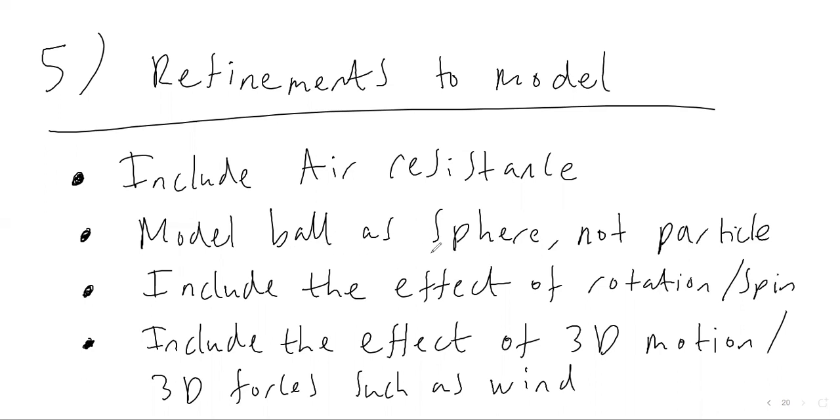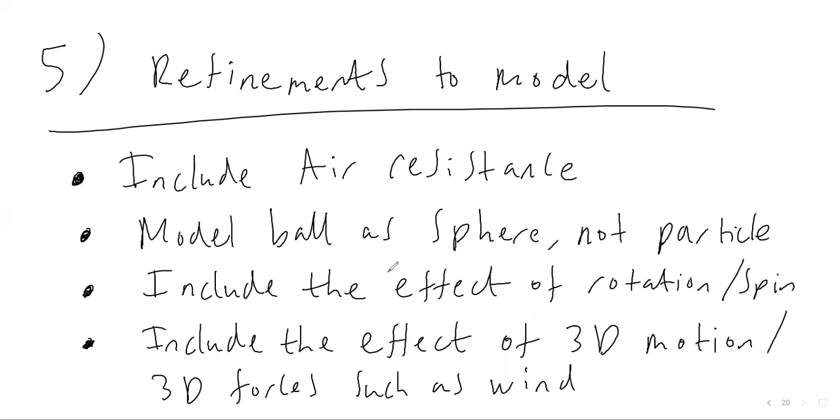So you could model it as a sphere. You could incorporate the 3D dimensions of a sphere into your model rather than just a dot particle. So that's another thing you could say. Another good one, I like to use this one in my answers: include the effects of rotation and spin. If you kick a ball, there's going to be a rotational effect. There's going to be spin in your motion.